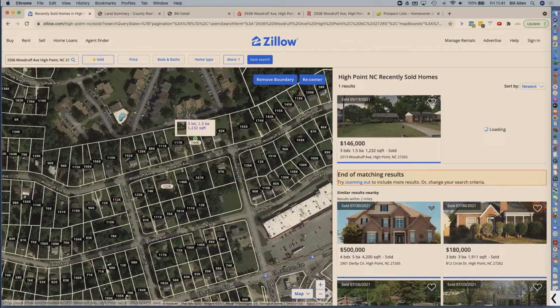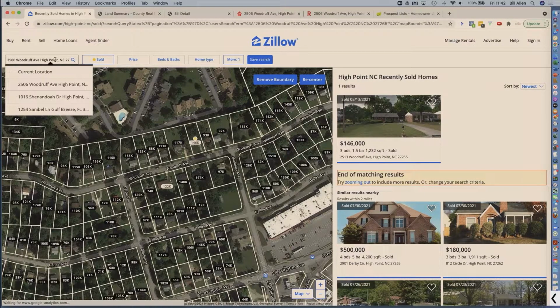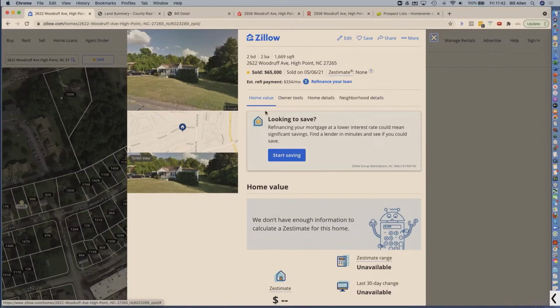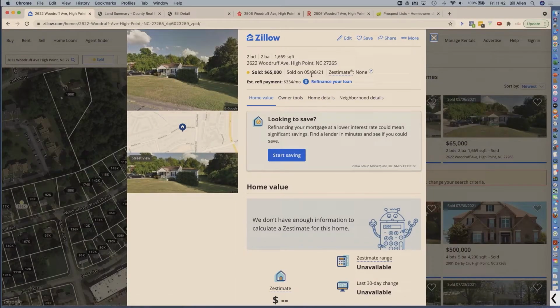And so now, what am I looking for now? So now I actually want to look for these other houses that sold first. So 2506, we got 23. I'm actually going to look at the one 2622 first. 2622 Woodruff. Let's look at this thing. It just sold. Hopefully there's some photos on here. Sold May 6th, 2021. It's 2-bed, 2-bath.